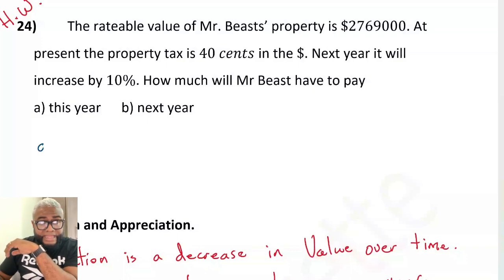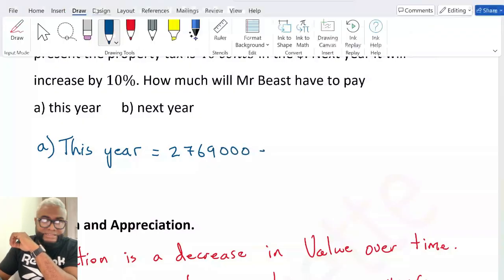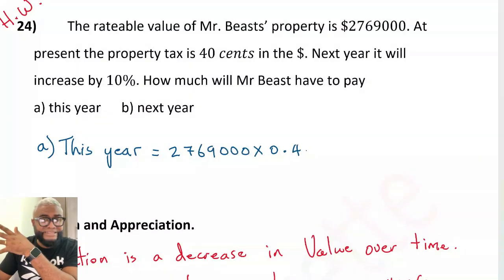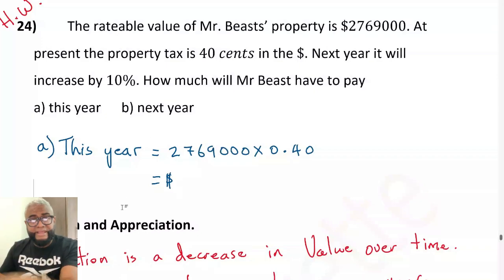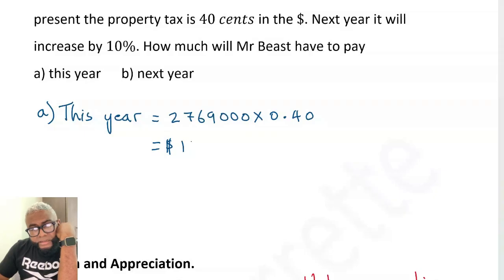So for this year, part E, which year is this year? They didn't give you a year? All right, let me just put this year. This year would be 276,900. What am I multiplying by, my children, if it's 40 cents? 0.40. You can put the next zero if you want, but you don't need to. So how much property tax is Mr. Beast paying for this year? 107,600.